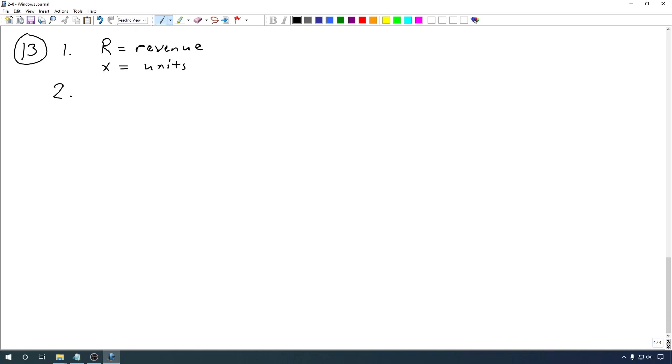Step 2, what is the relationship between our variables? What is the relationship between R and x? They actually give that one to us as well. We're not in a situation where we need to derive that. They told us that the revenue is given by 1200x minus x squared. That's our relationship. Most of the time in these related rates problems, step 2 is the longest. But sometimes if they actually just give us the equation, it can be a rather short problem.